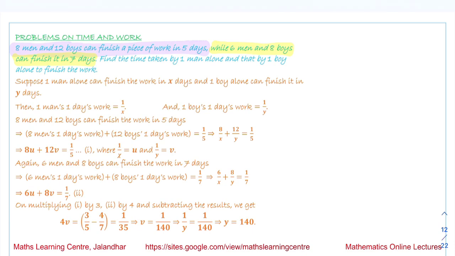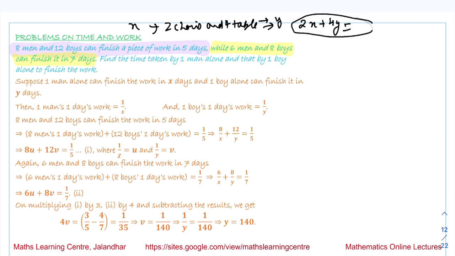Now, one important thing to note here is that you should not mix these kinds of problems with the problems we have done earlier, in which we were talking about 2 chairs and 1 table costing a certain amount. There, we said that the cost of 1 chair is x and the cost of one table is y, so the total cost becomes 2x plus 4y, and some value was given to us.